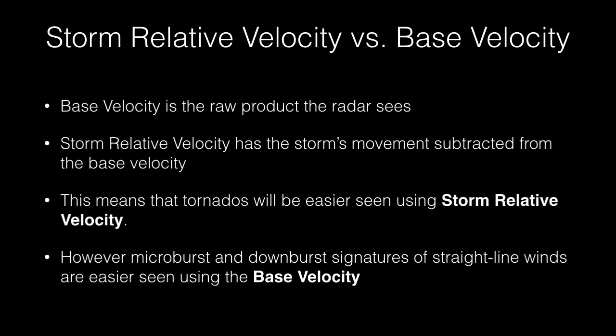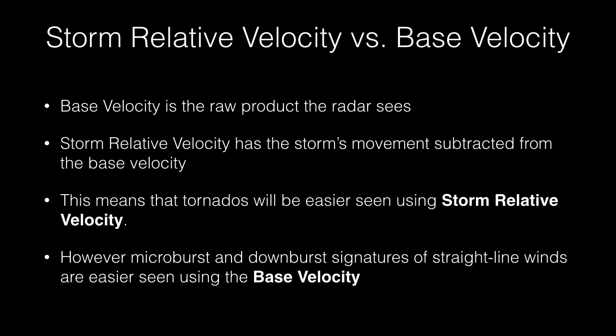And that is that of storm relative velocity versus base velocity. Storm relative velocity is the wind in the storm subtracted from the actual movement of the storm, so you're seeing just the storm wind inside the storm and not its movement. But base velocity includes the storm's movement, so you see that in there too. So what do we use these two products for?